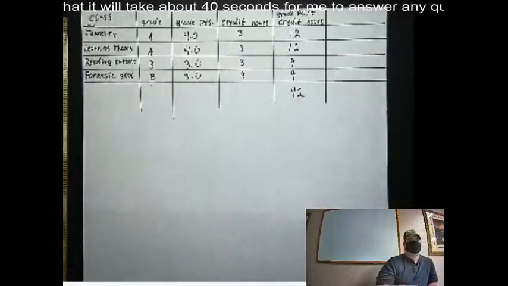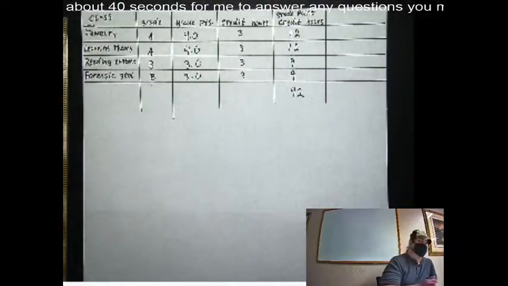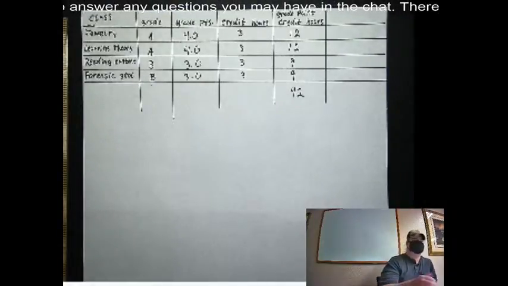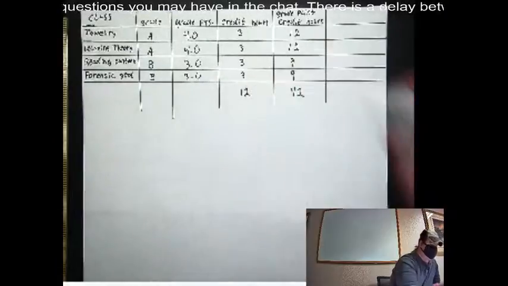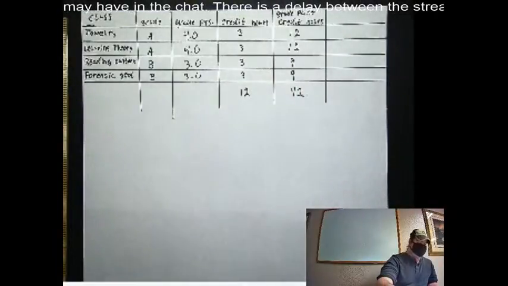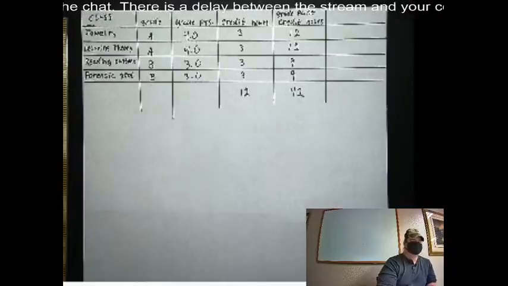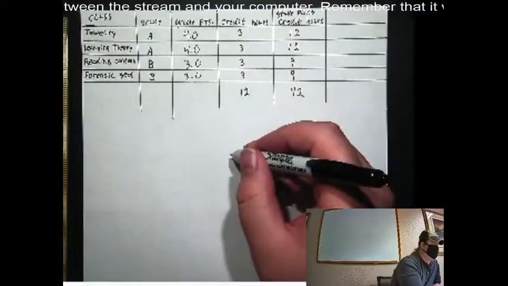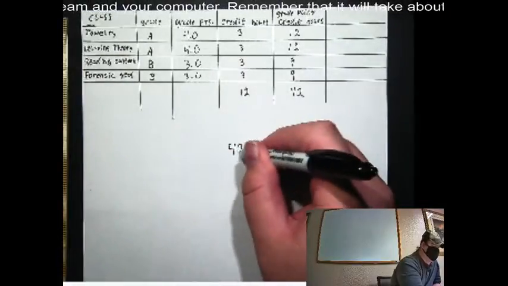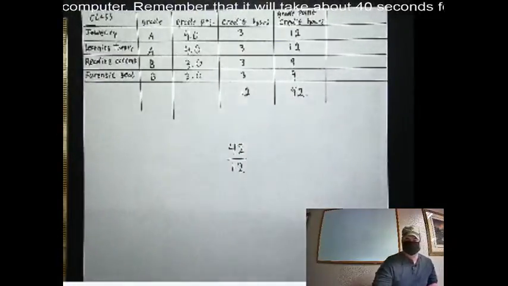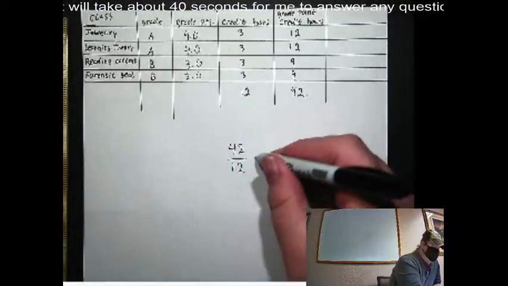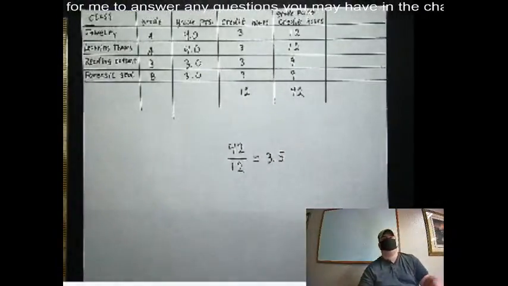Okay, and then what else do we need to total? Credit hours, the amount of weight that we had for this semester. So 4 times 3 is 12. Okay. So now what? Divide? Yeah. 42 divided by 12. So 42 divided by 12, and we get a GPA of 3.5. Not bad. Not bad at all.